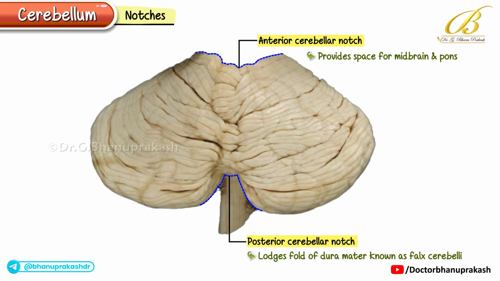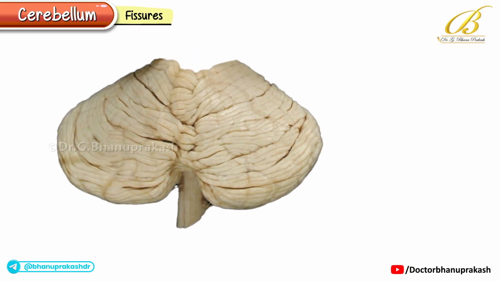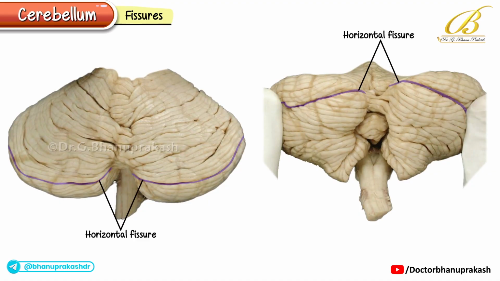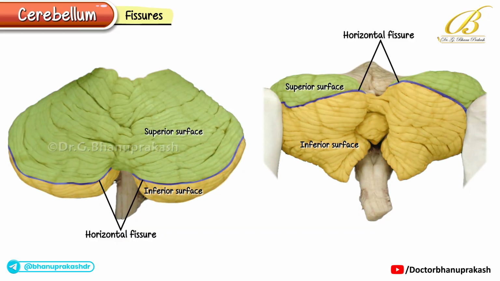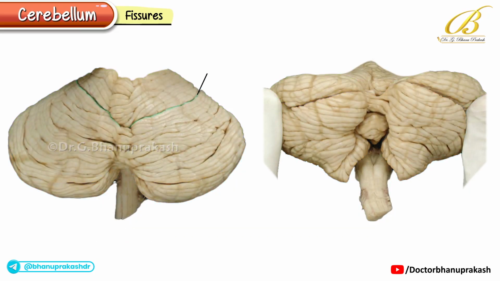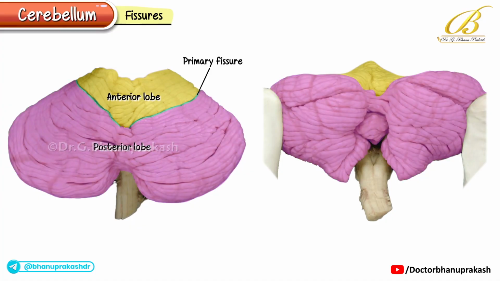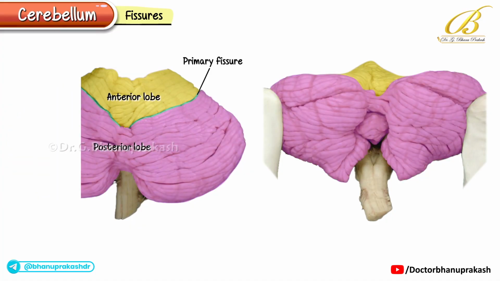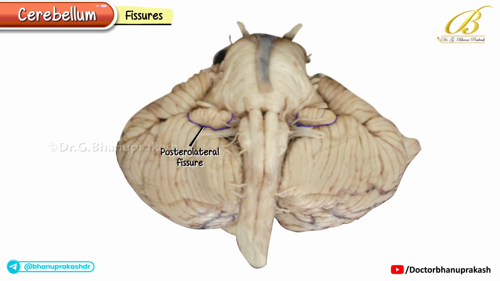The cerebellum is also divided by several important fissures. The horizontal fissure is the largest one, and it separates the superior surface from the inferior surface. Then we have the primary fissure, which lies between the anterior lobe and the posterior lobe of the cerebellum. And finally, the posterolateral fissure, which separates the small flocculonodular lobe from the rest of the cerebellum.